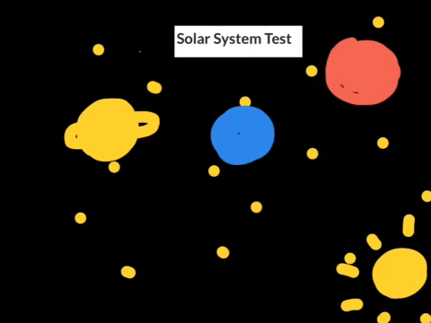Number 6. Why are the planets grouped into inner and outer planets? The inner planets are blank. The outer planets are blank.